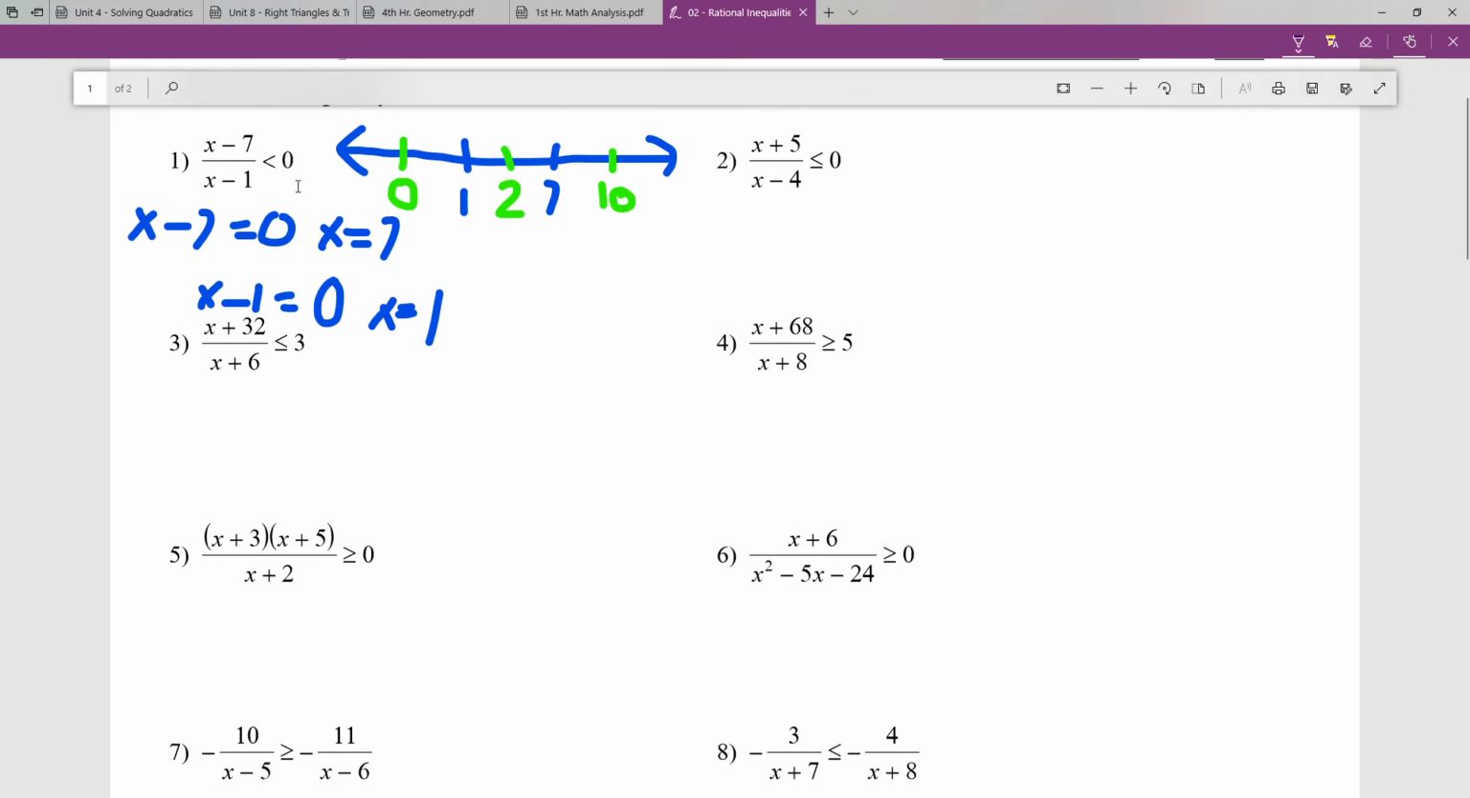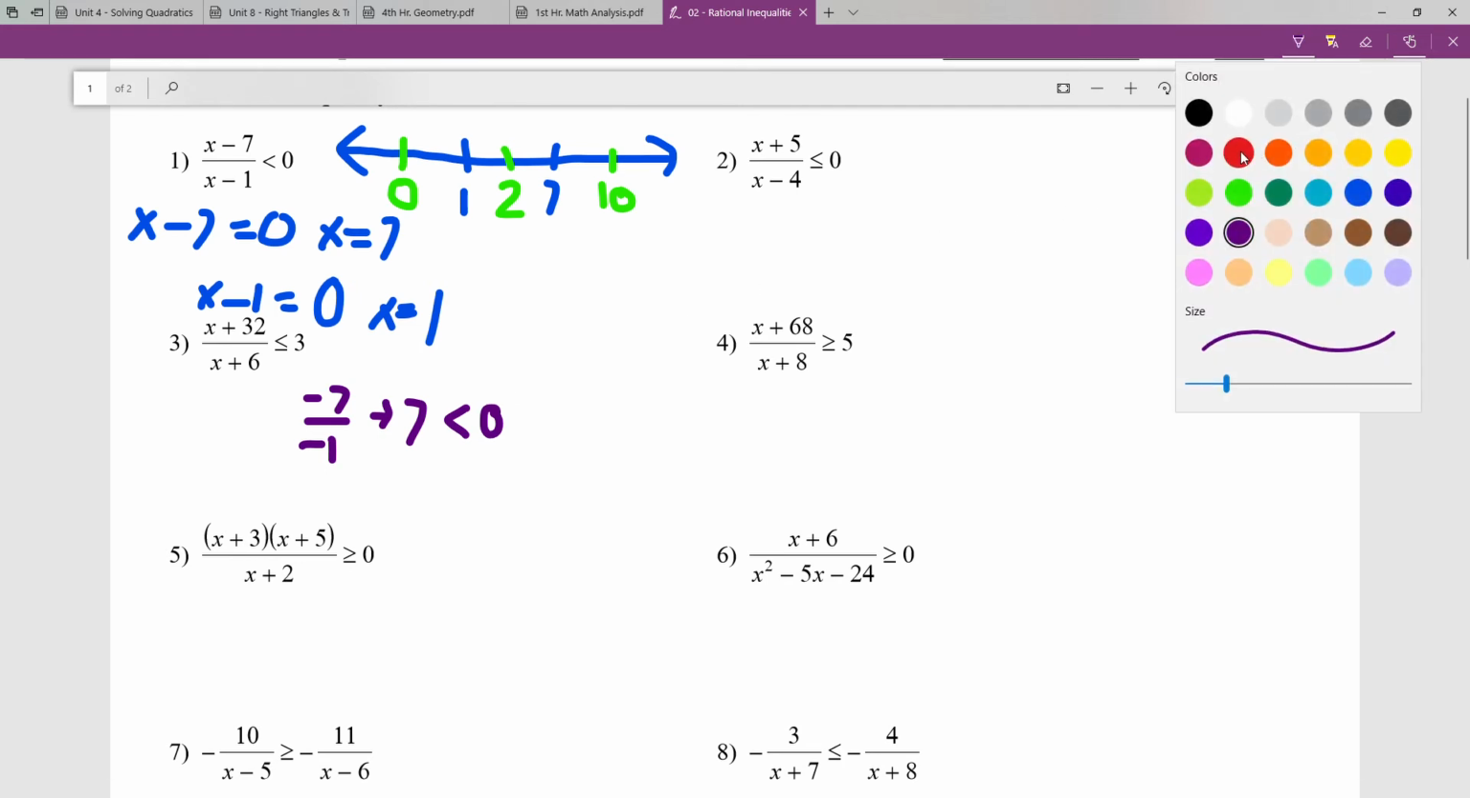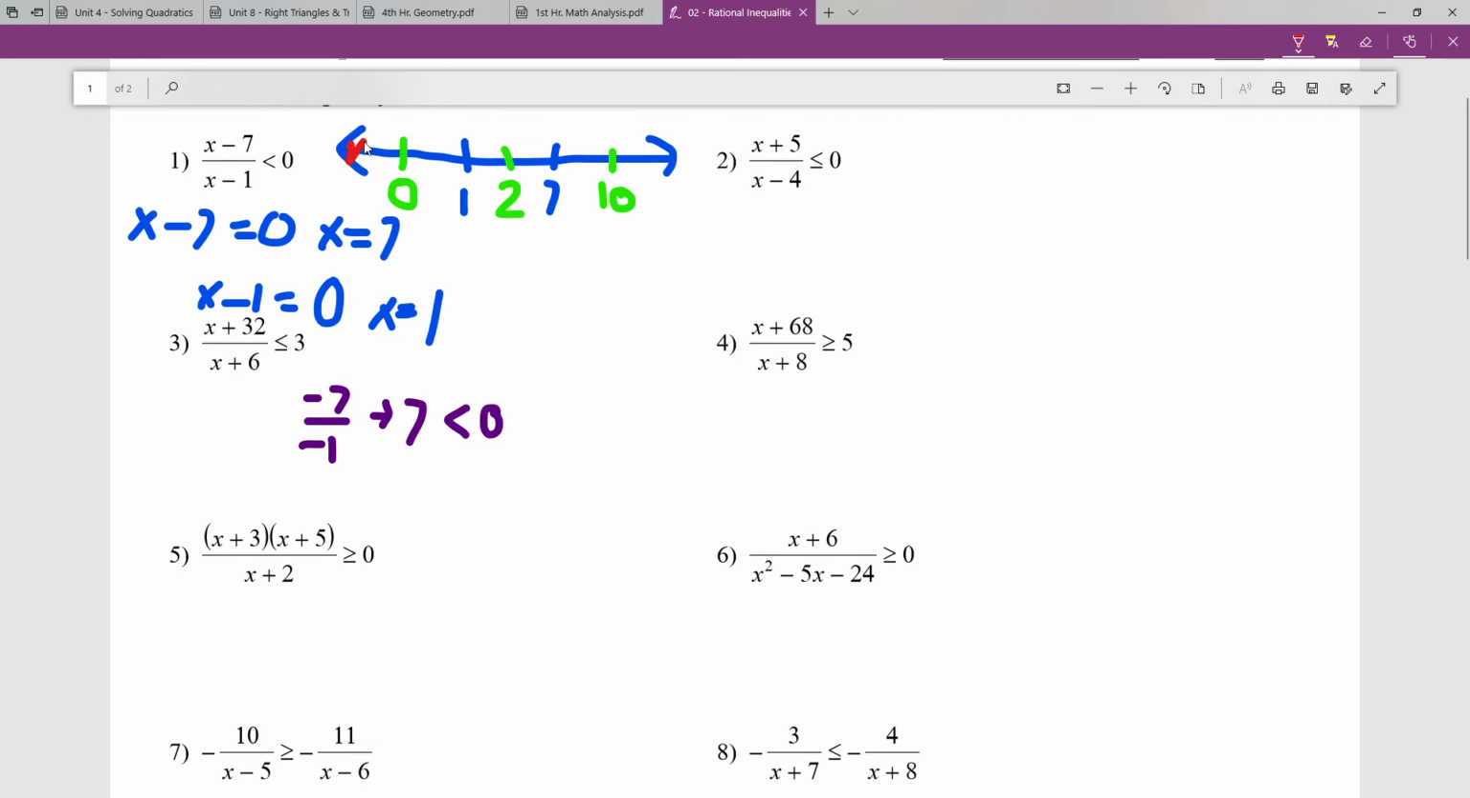So let's do 0. 0 minus 7 is going to be negative 7. 0 minus 1 is going to be negative 1. Negative 7 over negative 1 is going to turn into just positive 7. Is positive 7 less than or equal to 0? Well, positive 7 is not, right? So that means 0 does not work. This is an interval that is not working for our equation.